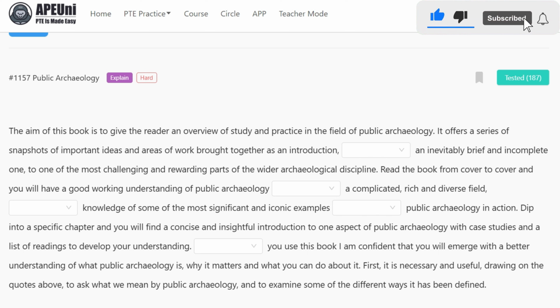So the paragraph we are going to practice today is public archaeology. Let's quickly understand what is the context of this paragraph. So just let me read through this for you guys.